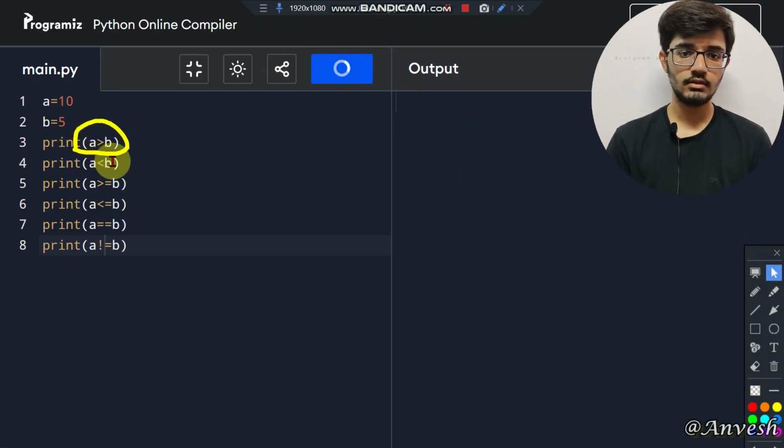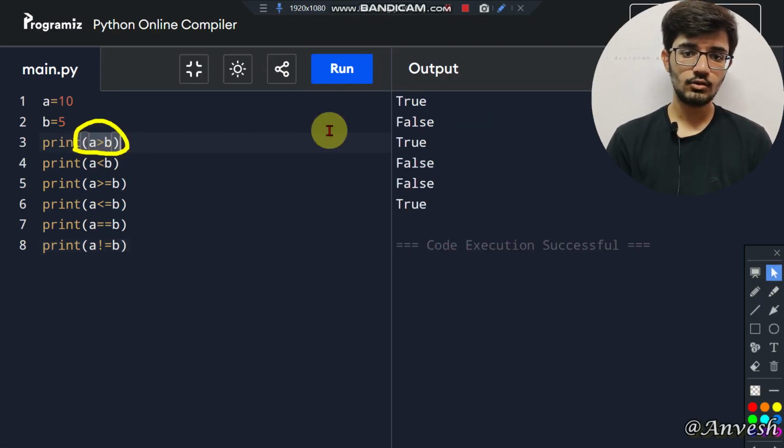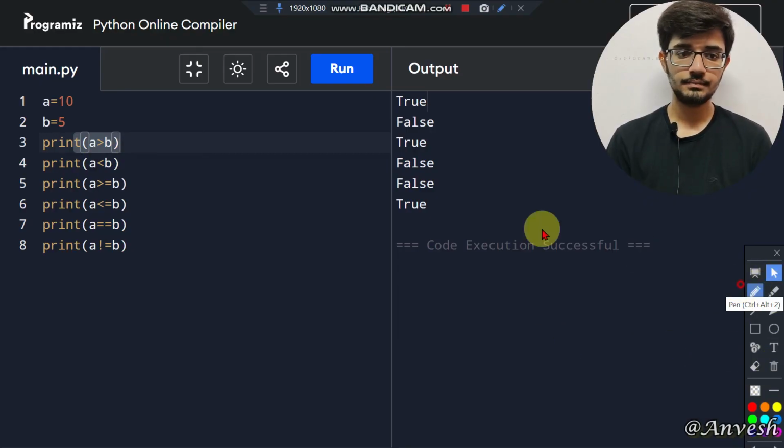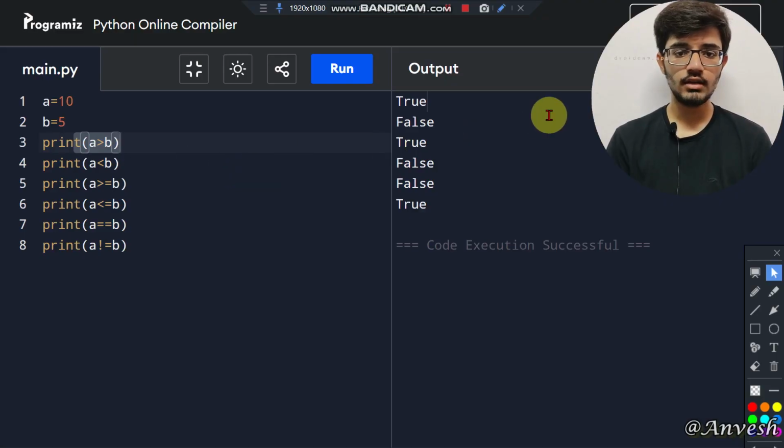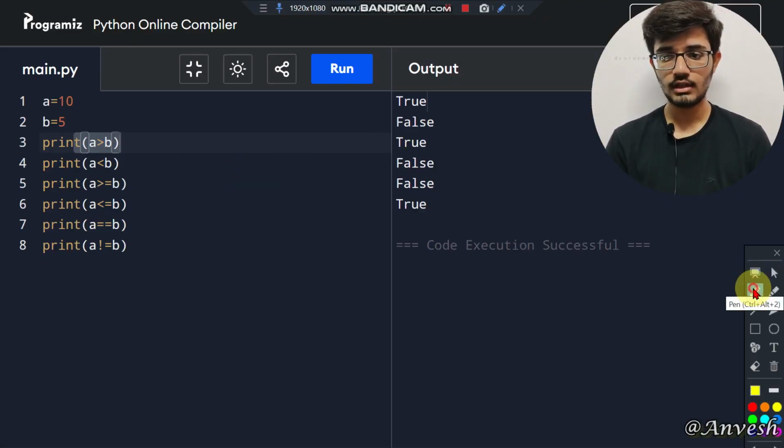The first one, we get true. Yeah, we got it. So now let us see what is meant by A less than C. Here the value 10 is greater than 5, so the value 10 is not less than 5. That's why we got false here as output.